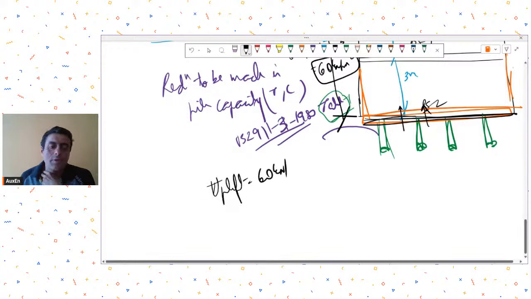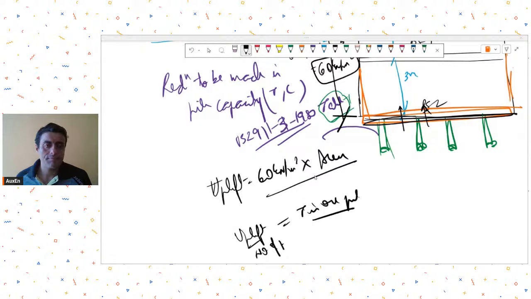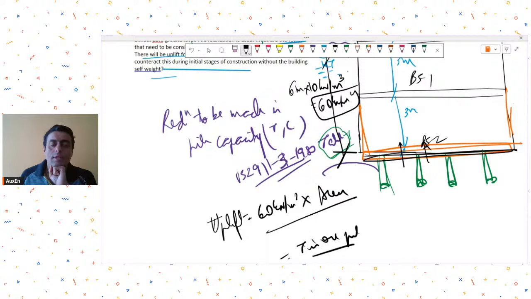Once you get the total uplift, you divide it by the number of piles that you have provided, and you will get the approximate tension in one pile. Now just see first of all whether your pile is sufficient to take that much tension. So you check whether your pile is sufficient to take that tension. If it is not, then it's a problem. Now you have to think about how you are going to take care of this uplift.